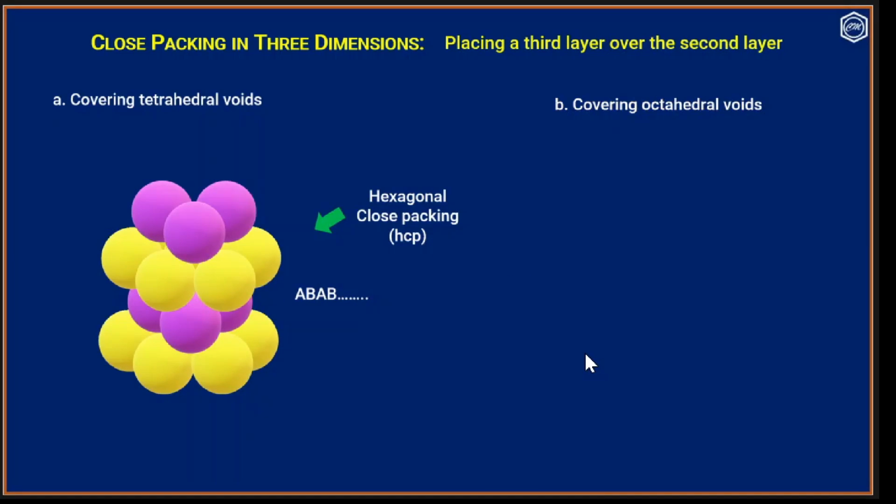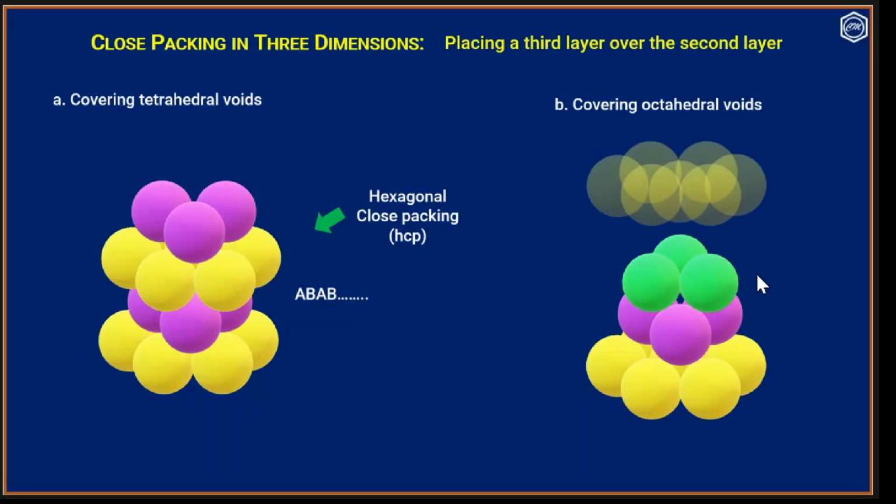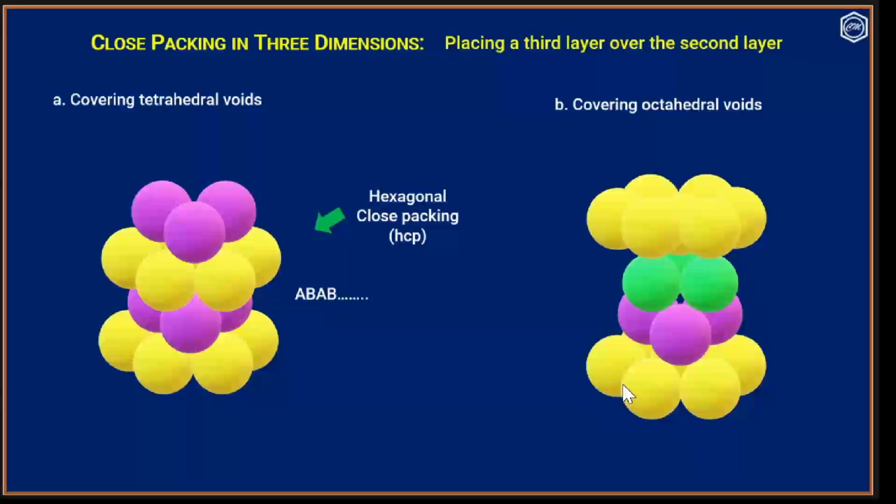Now consider the cubic close packing covering octahedral voids, and this is the first layer, the second layer that is different from the first, the third layer that also is different from the second, and the fourth layer repeats. The fourth layer is a repetition of the first one, and here the pattern is ABC, and such an arrangement is called cubic close packing, CCP.